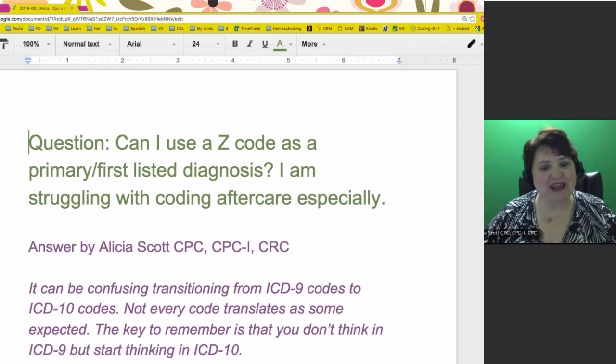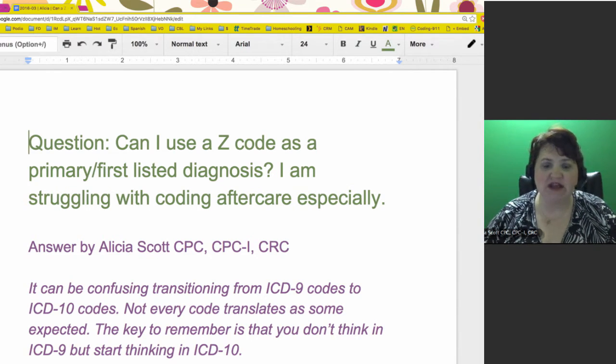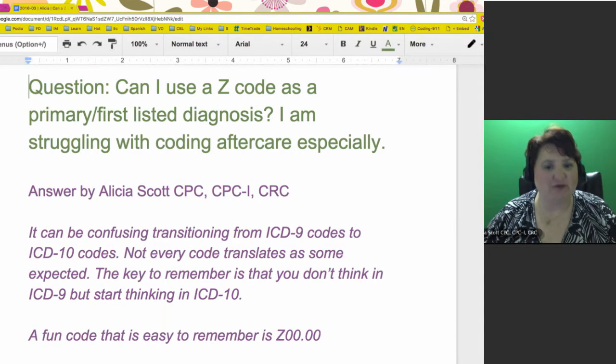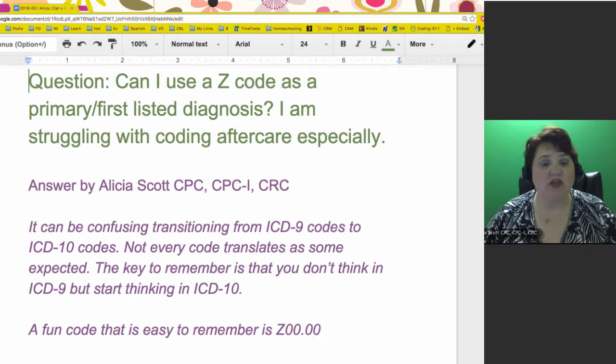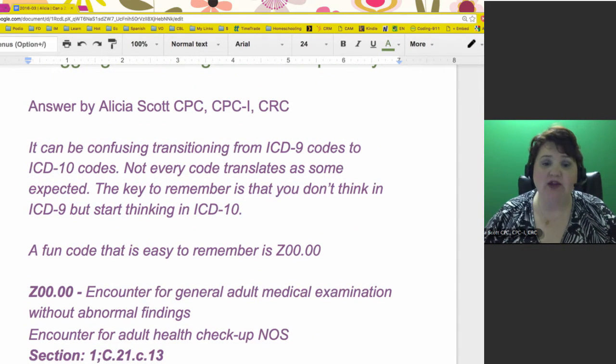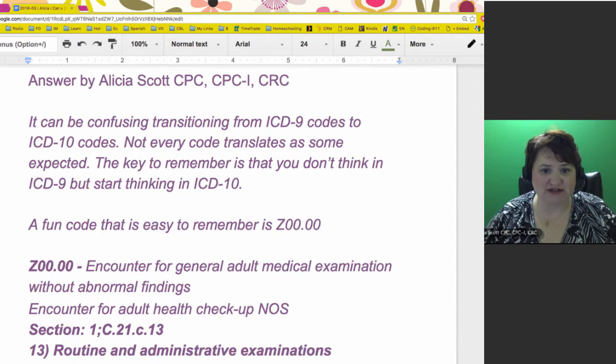The question is, can I use a Z code as a primary or first listed diagnosis? And I'm struggling with coding Aftercare especially. So the answer is yes, you can use a Z code for a first listed diagnosis.